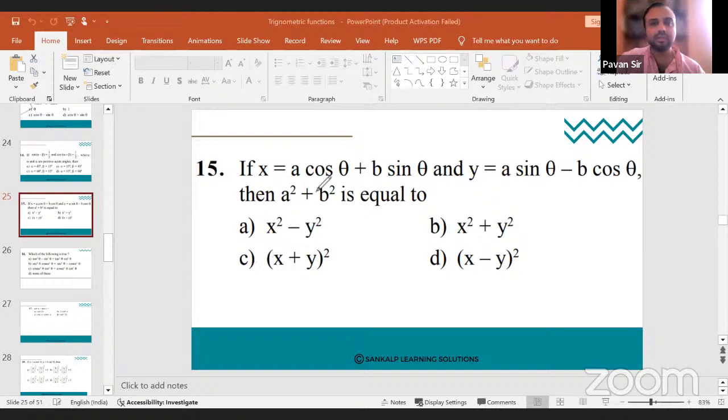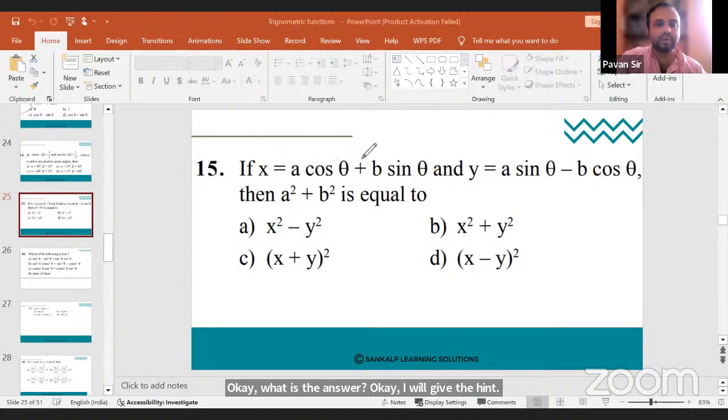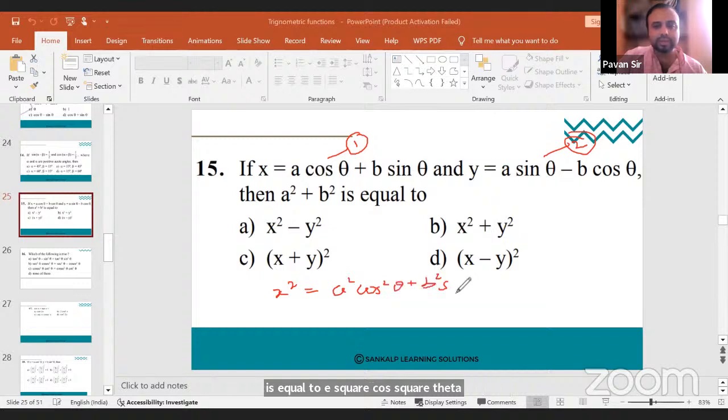Okay, what is the answer? Okay, I will give the hint. You treat this as whole equation number 1, and this as whole equation number 2. First you square the equations 1 and 2. X square is equal to a square cos square theta plus b square sin square theta. Second one is y square, square and add. Y square is equal to a square sin square theta minus b square cos square theta.